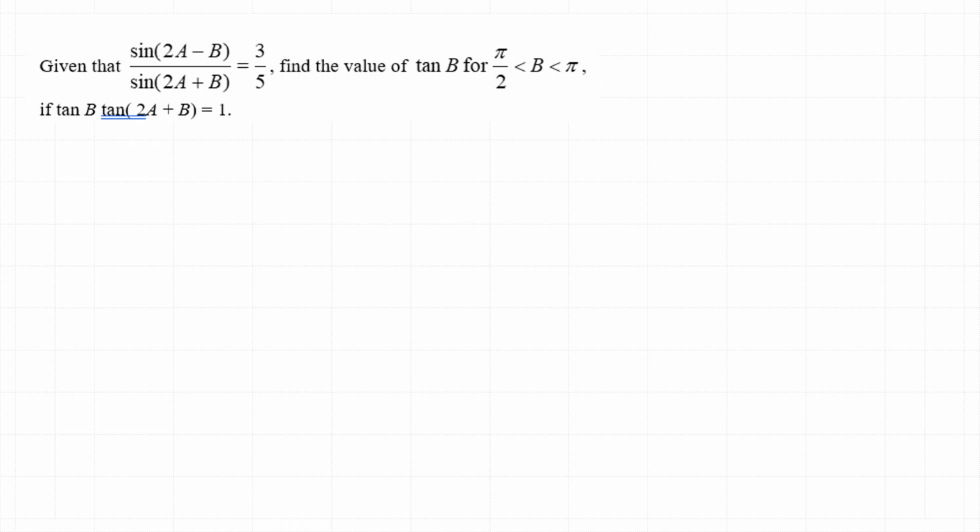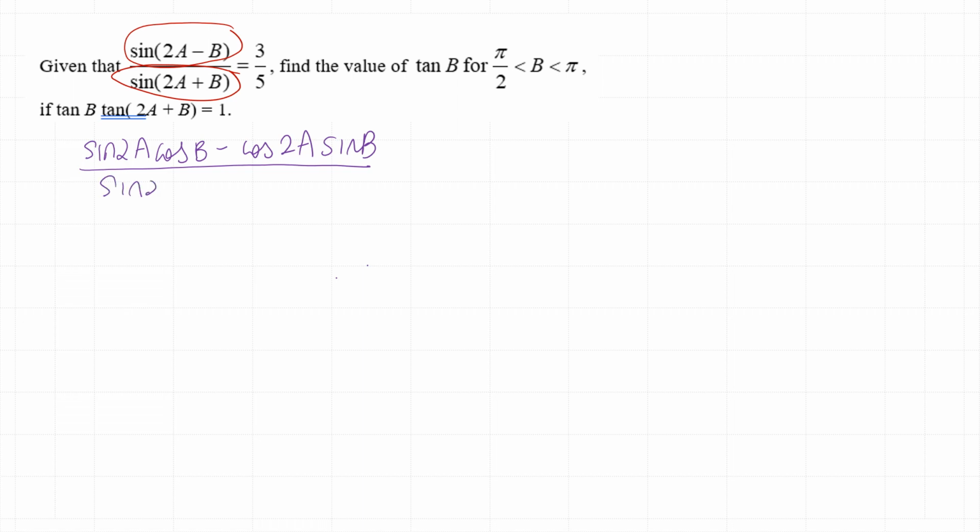All right, so we're going to use the addition formula to simplify that. So that will give us sine 2a cosine b minus cosine 2a sine b, over sine 2a cosine b plus cosine 2a sine b, equals to 3/5. Right, so we're going to do a cross multiply.